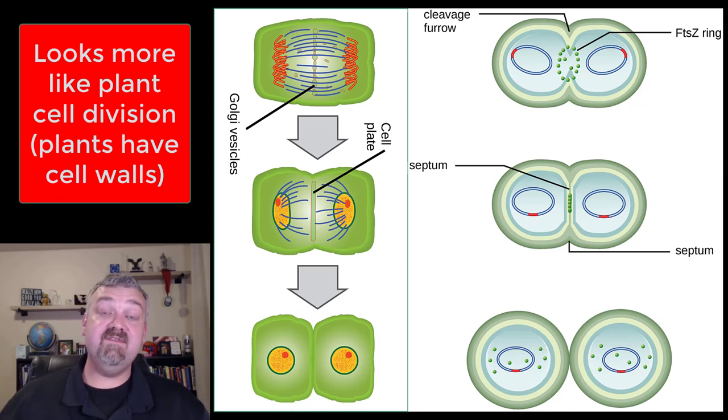All right, so that is binary fission, how most bacteria divide and go from being one cell to two cells.